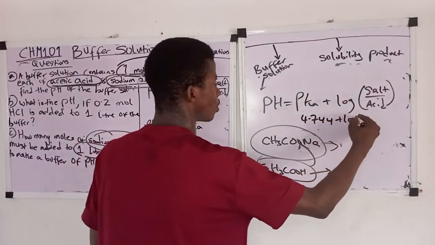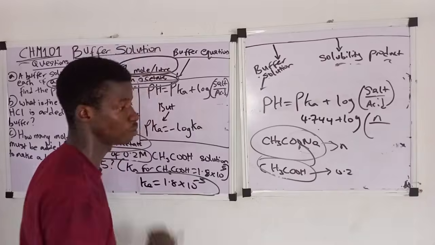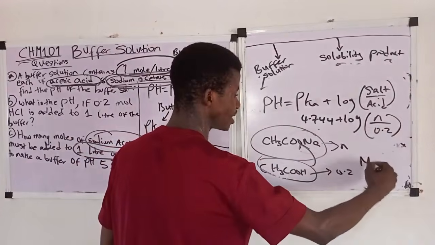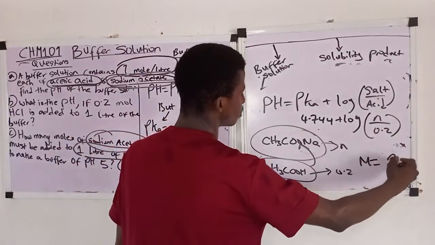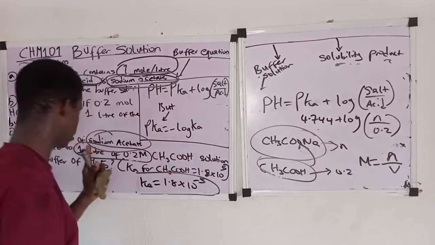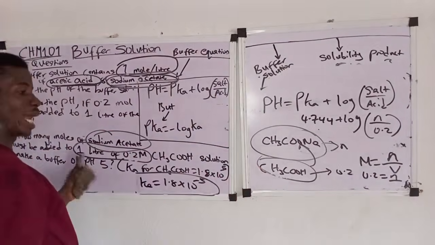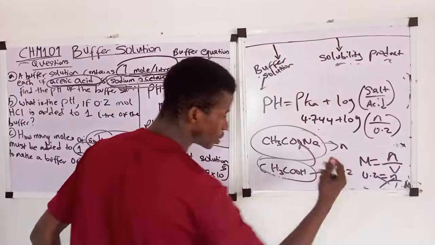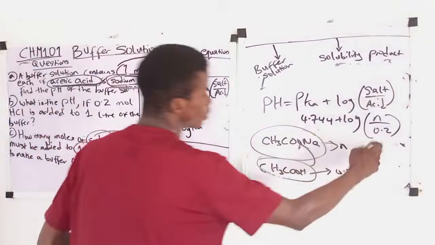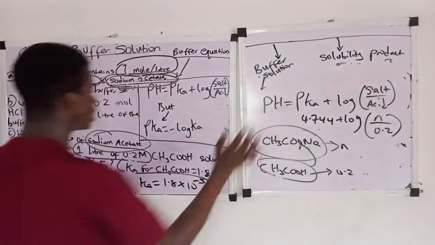4.744, then plus log. The salt we don't know, that's what we're looking for, the mole. Then for the acid, the mole is 0.2. How did we get the mole? Remember, molarity is equal to number of moles of solute over volume of the solution, right? The molarity they gave us was 0.2, then the volume is 1 liter. So 0.2 times 1 gives us 0.2. So the mole of the acid is 0.2. We are looking for the mole of the salt.